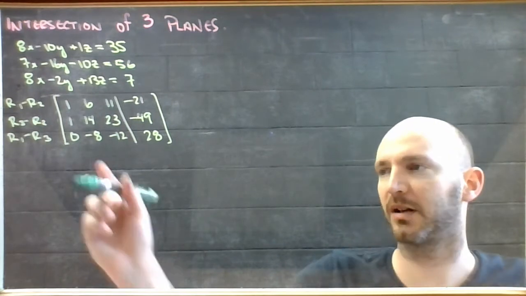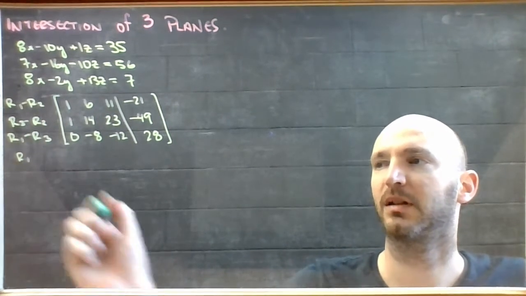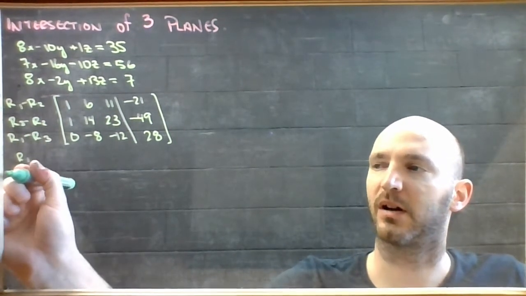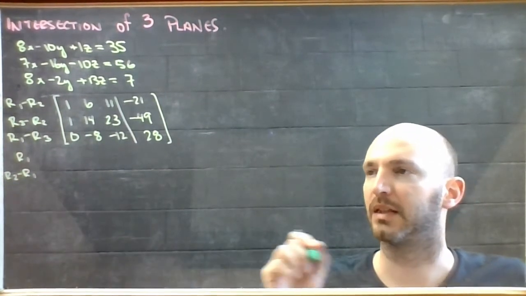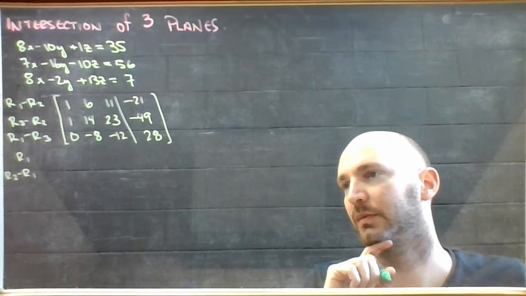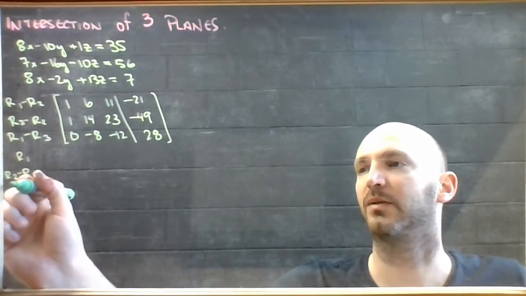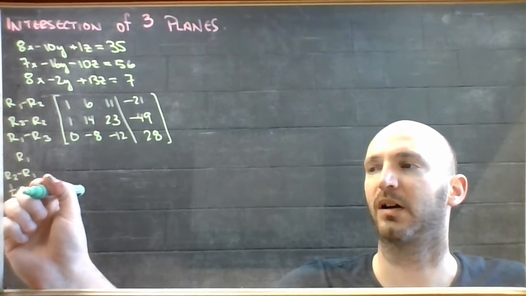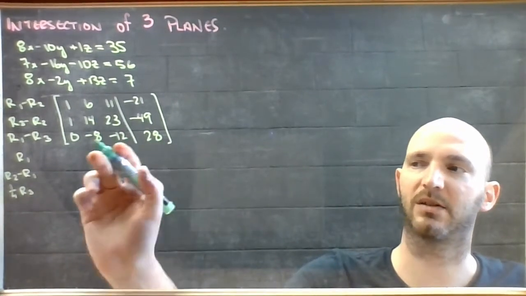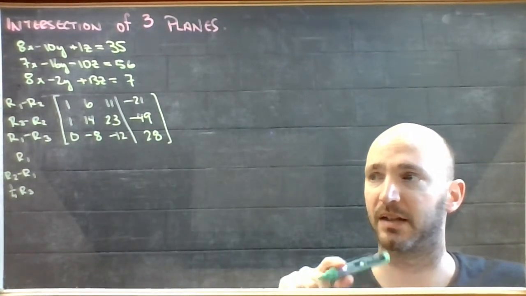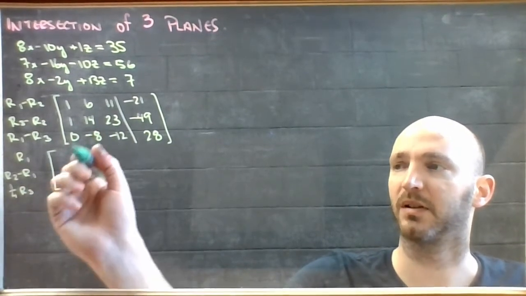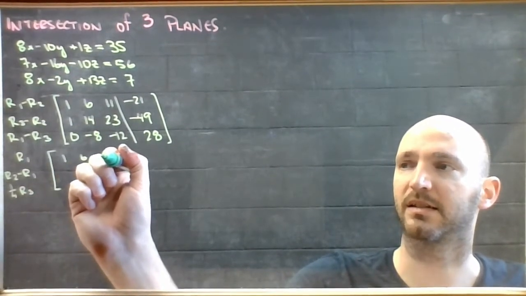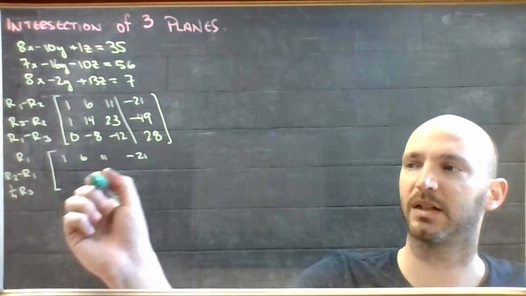So I'm going to keep R1. And then I'm going to do R2 subtract R1 in that row. And then I'm going to do a quarter of R3 because these all divide by 4, so maybe I'll shrink them down to get some smaller numbers. It always helps. 1, 6, 11, negative 21.